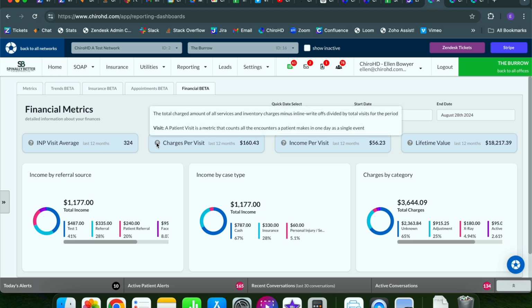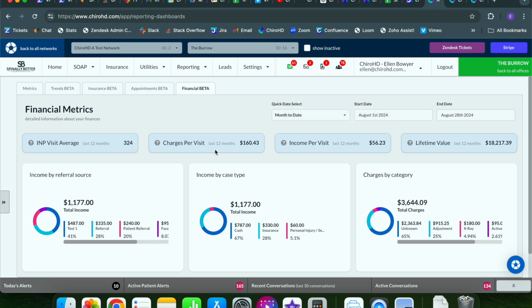Charges per visit, if I hover over, will give me a definition. It's the total charge amount of all services and inventory items minus inline write-offs and then divided by total visits for the period. Again, visits is defined as that single event or a single data service that patients come in. Regardless of how many charges, how many encounters they've had for the day, it's a single data service, so therefore a single visit. So this is again looking at the total amount of services and inventory items charged on a ledger minus the inline write-offs divided by total visits. This is also looking at the last 12-month rolling period.